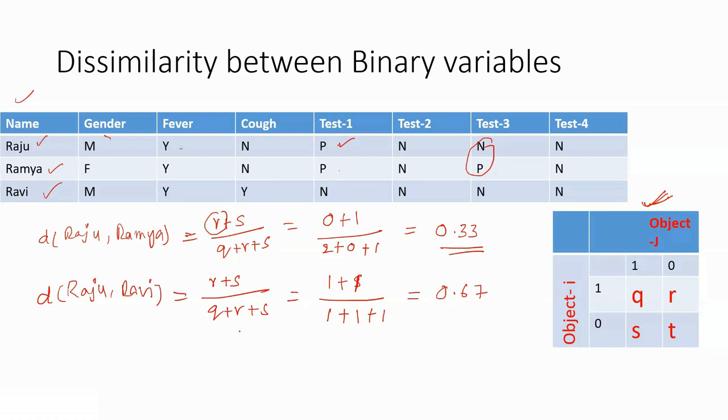Now, according to these two results, the dissimilarity is more between Raju and Ravi than between Raju and Ramya. So, according to this, there is a 67% dissimilarity between Raju and Ravi rather than Raju and Ramya. This is the way we can find the dissimilarity or similarity among different binary variables. This is a simple example for you.